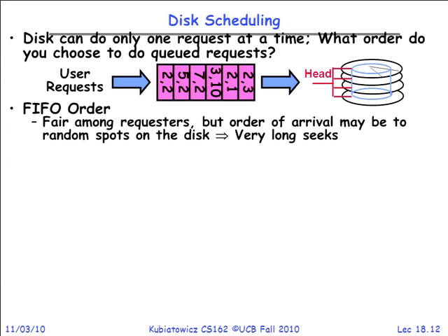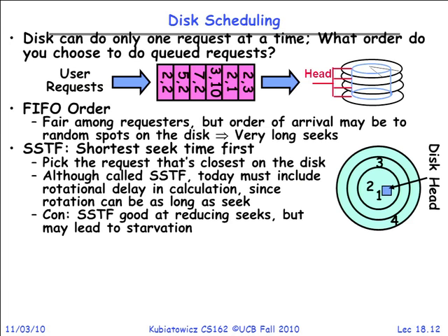So a different option here is what I would call the shortest seek time first. The idea here is you look at where the head is and the rotation of the disk, and you pick the request that's closest. All right, so you might go to 1, then 2, then 3, then 4. Although it's typically called SSTF, shortest seek time first, today you really have to include the rotation in the calculation, since rotation can be a significant part.